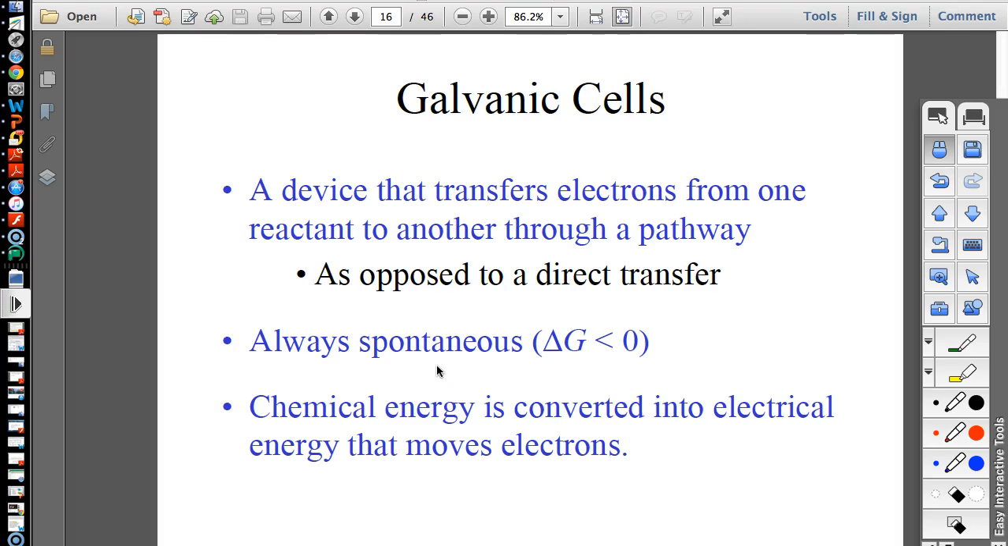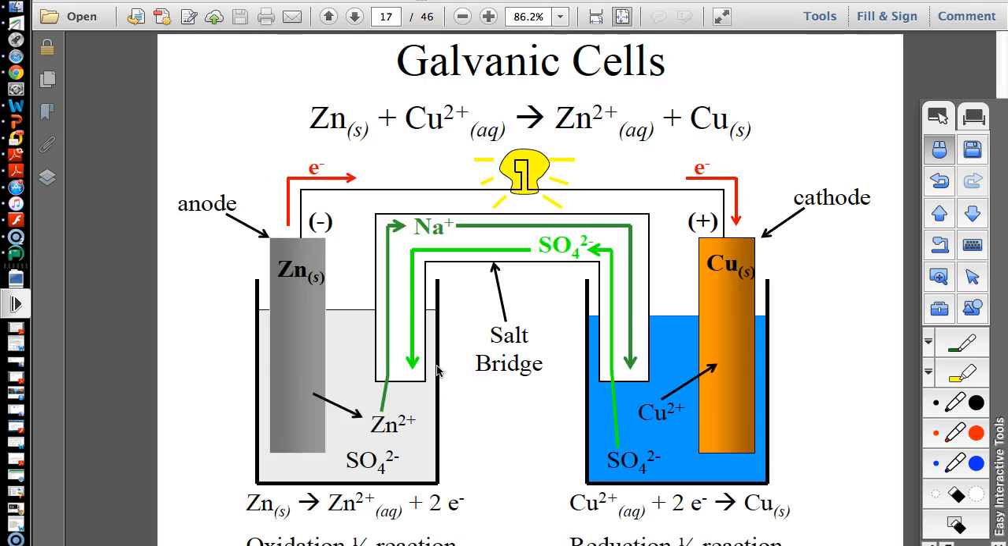Galvanic cells are always spontaneous, and so the electrons are gonna go through that wire, and the Gibbs free energy is gonna have to be negative. Remember, negative for heat and negative for free energy means that heat can be released and energy can be released, and so work can be done. In this case, with Gibbs free energy, chemical energy is converted to electrical energy, and that's going to be the electrons moving through.